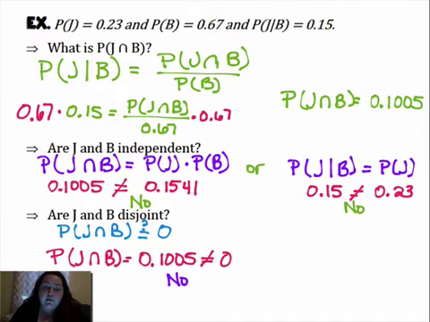And now, with testing for independence and disjoint, if the number is very, very close, then you're probably okay to say that they are independent or they're disjoint, because it's probably just a fractional or decimal small change. Okay, somebody might have rounded and you didn't round the same way.